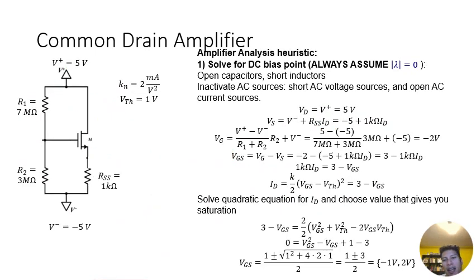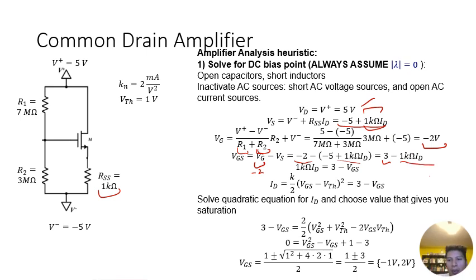Okay, so here's actually the calculations. So I plugged in 5 volts for V plus, 1 kilo ohm for RSS. And then I plugged in for R1 7 megaohms, and for R2 3 megaohms, and that's going to give me that VG is equal to negative 2 volts. So that's going to give me that VGS, which is VG, negative 2 volts, minus VS, is just equal to 3 minus 1K times ID.